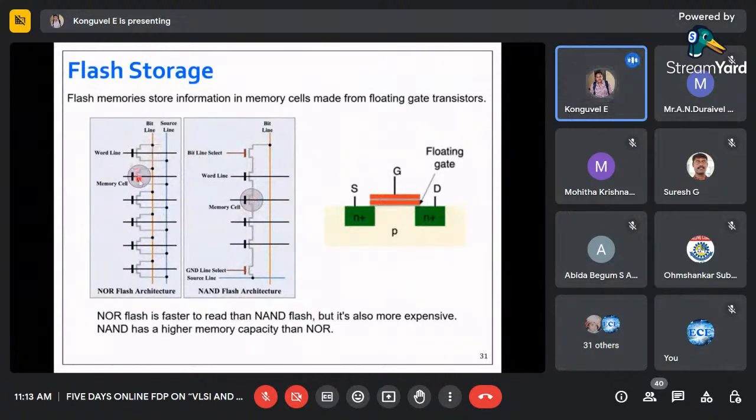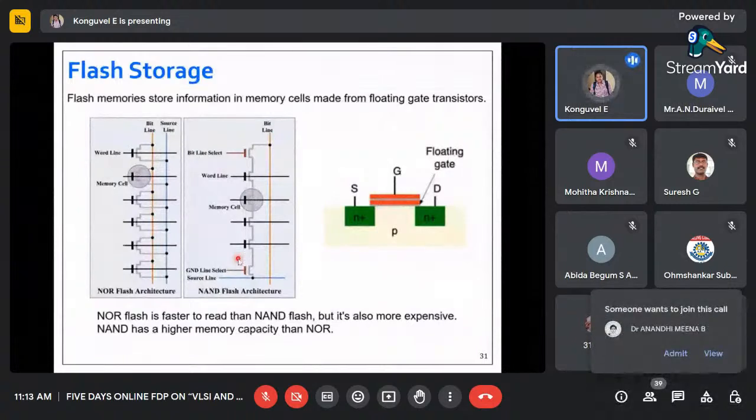See, the basic idea is NOR comes in parallel manner, NAND comes in series manner. When we have seen the inverter design itself, making a 2-input NAND gate is easy compared to NOR. We have NOR, designing NOR cells. It goes in parallel.